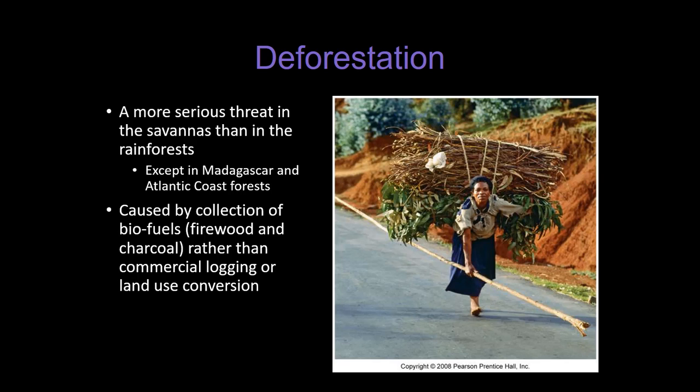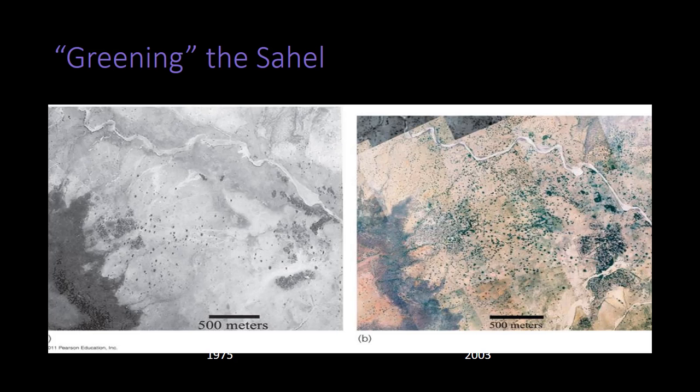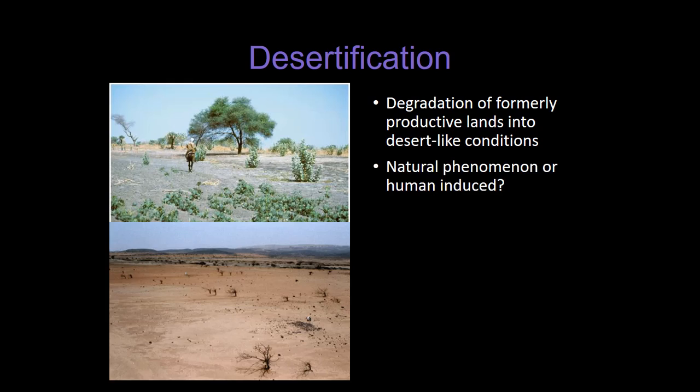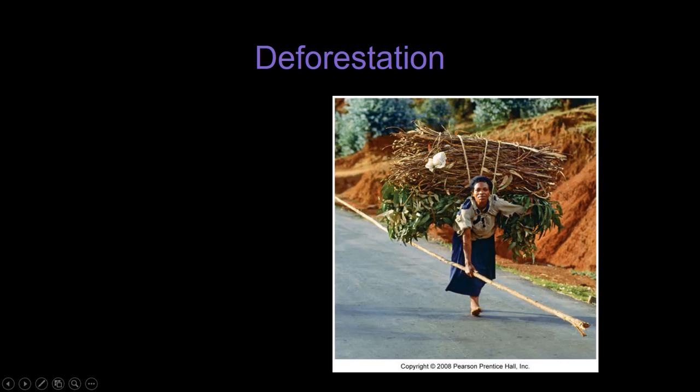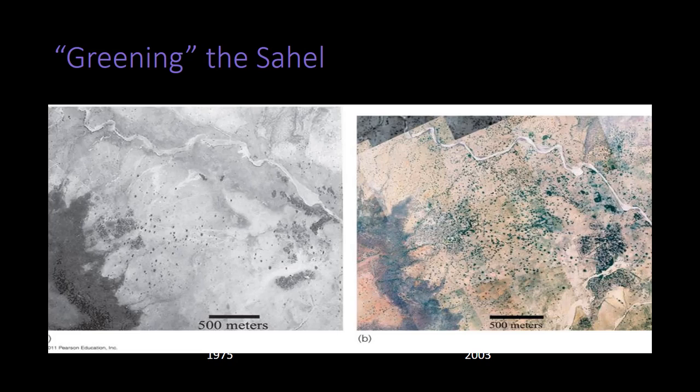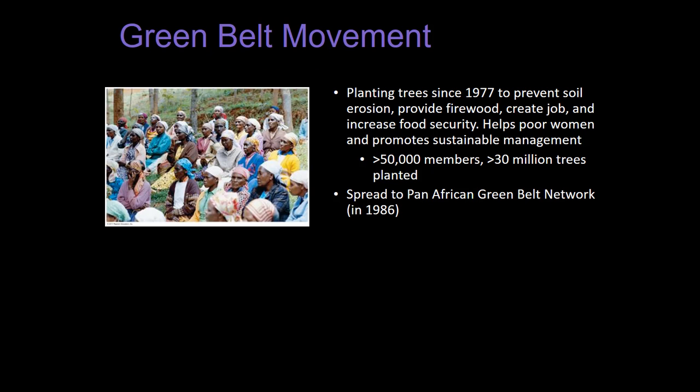So rather than commercial logging or land use conversion, it's actually more based on collection of firewood. We're going to talk here about the greening of the Sahel. The Sahel is this region of a desert, along this region here. Sorry about that. This is an area that has seen massive desertification over the last several decades, but recently there has been a shift toward greening, replanting and reforesting this region.